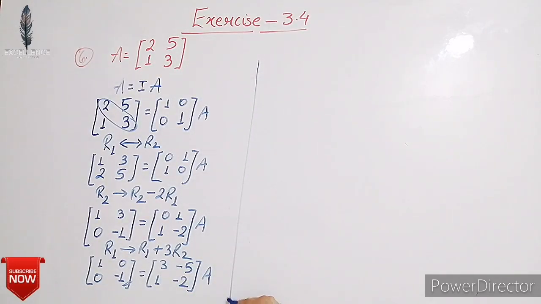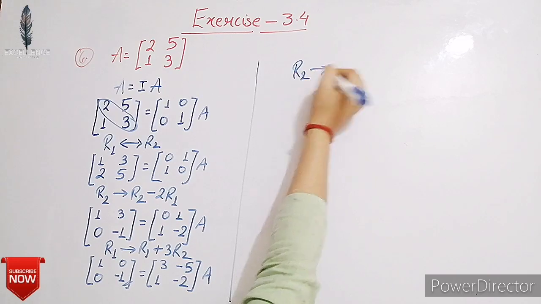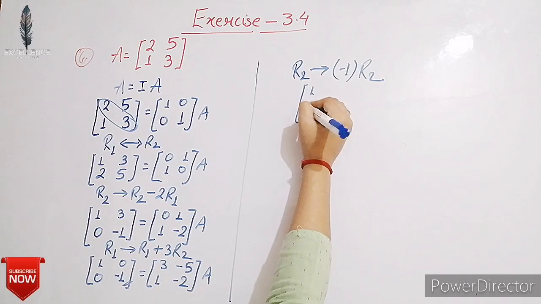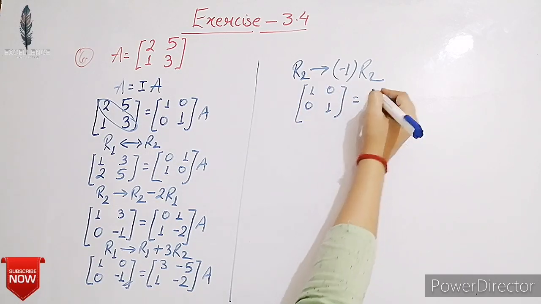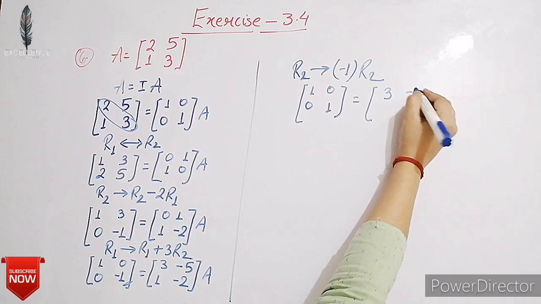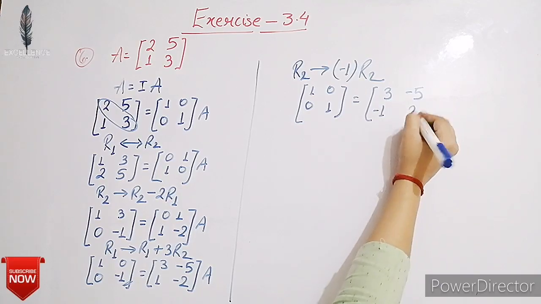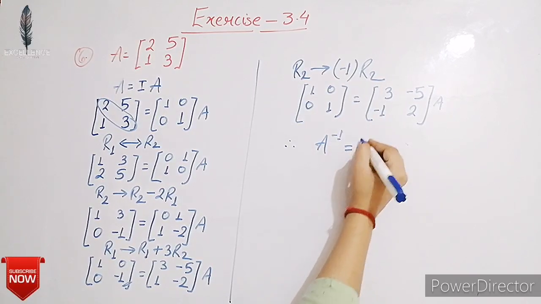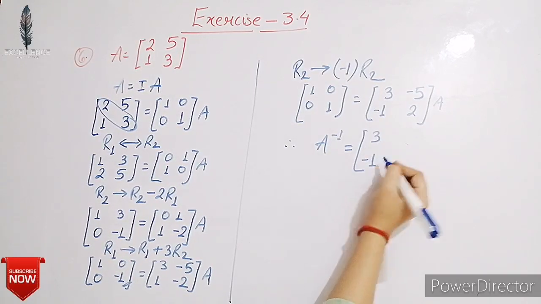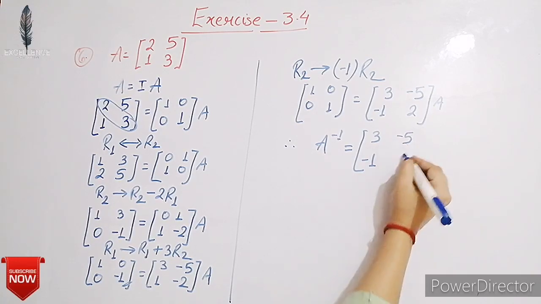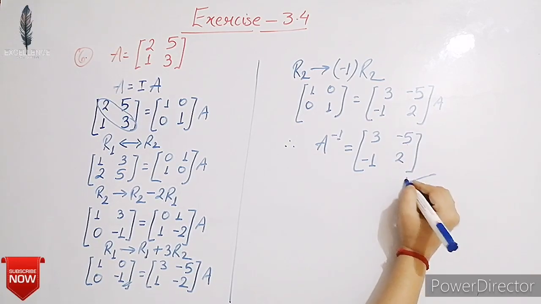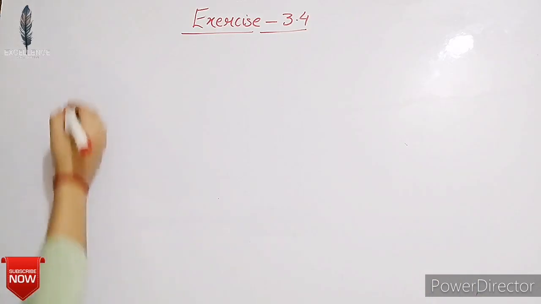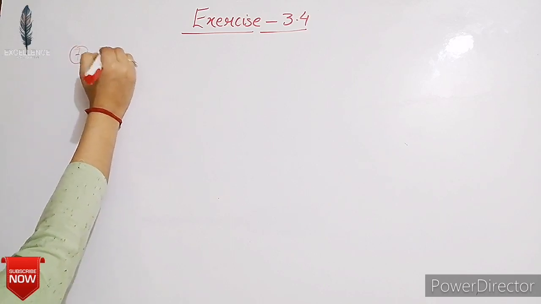Now it is minus 1. So change into R2, that is R2 is such that minus 1 into R2. Then we get the required identity matrix 1, 0, 0, 1 is equal to 3 minus 5 minus 1, 2, A. So here the inverse of the given matrix is 3 minus 1 minus 5, 2 is the required inverse. Okay. Let's see the next question, question number 7.